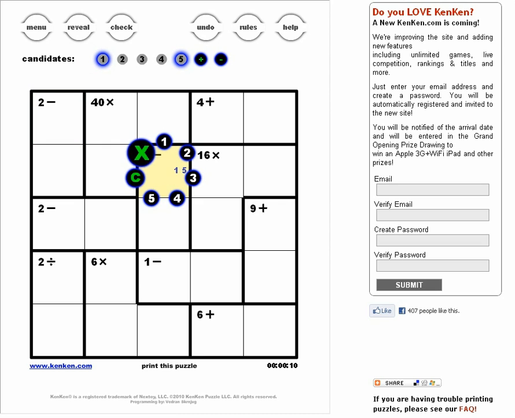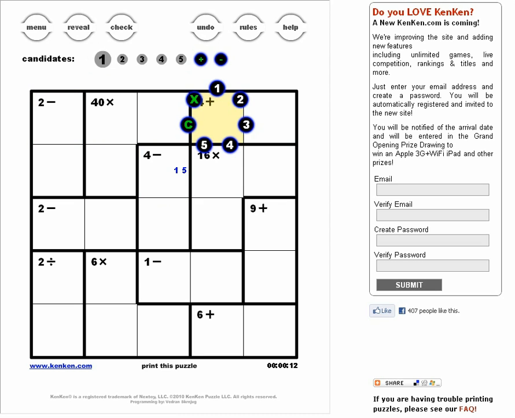So, since it's a 5x5, there are 5 numbers, and this is a 4 and a minus. Excuse me, 1 second.